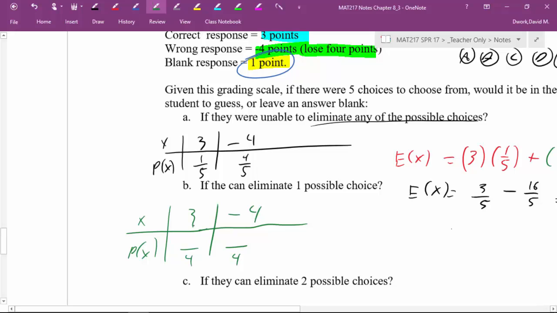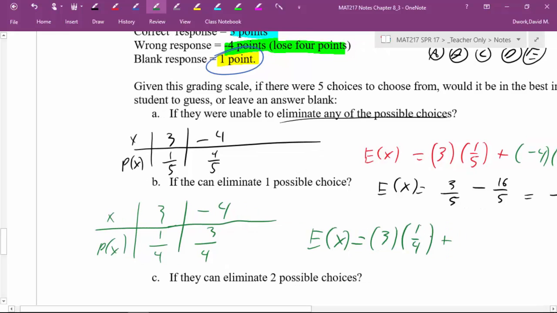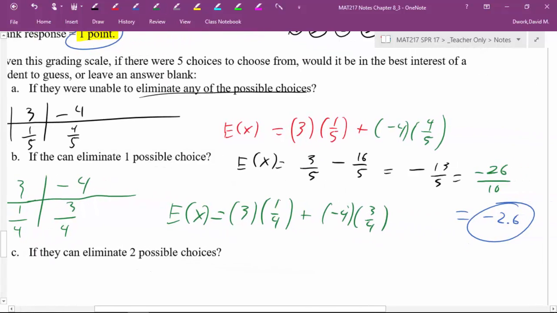And out of those 4 choices, there's still one that'll get me a correct answer, but there are now only 3 that'll get me a wrong answer. So how does that affect this problem? Well, it's still 3 times 1/4 for getting it right. One out of 4 times I'll get it right, and then a -4 times 3/4 because I will get it wrong 3/4 of the time.